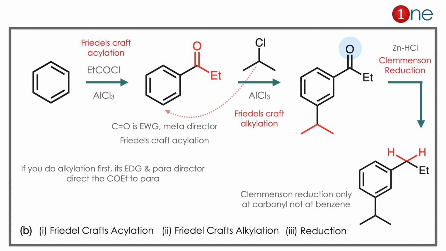Here you have to learn two important things. One is directing ability. An electron withdrawing group always directs the incoming group to the meta position. Second thing is Clemmensen reduction. Clemmensen reduction is very selective for the carbonyl group, not the benzene.